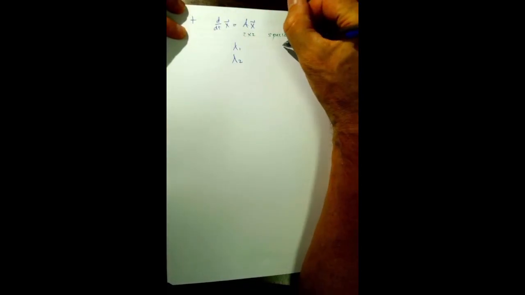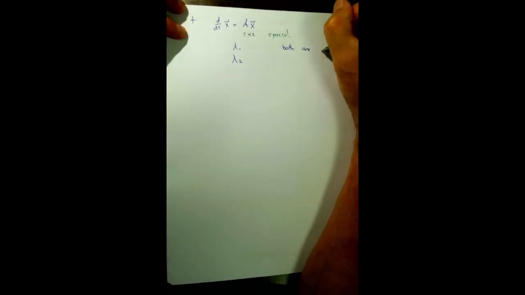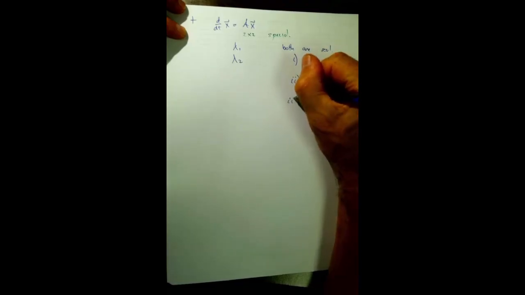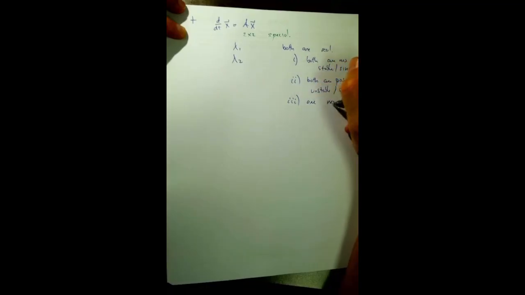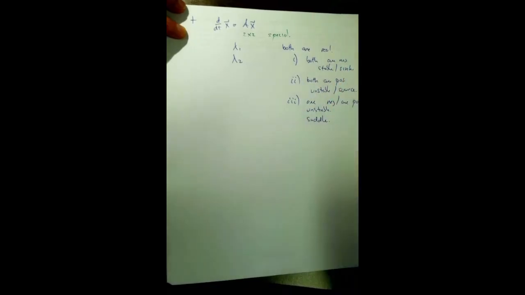And we know that if both are real, then there's three situations. If both are negative, it's stable, and we have a sink. Both are positive, it's unstable, and we're going to call that a source. And finally, we have one negative, one positive, so it's going to be unstable, and we call that a saddle, because it's going to grow in one direction and decay in another direction.